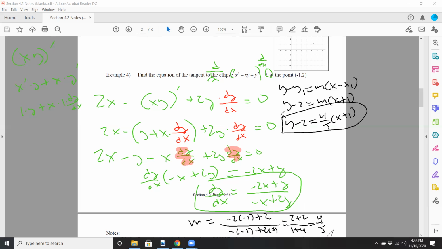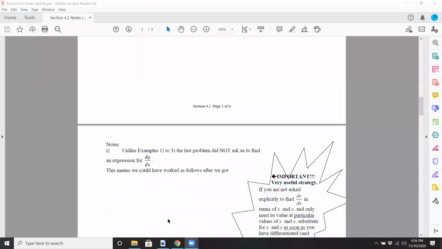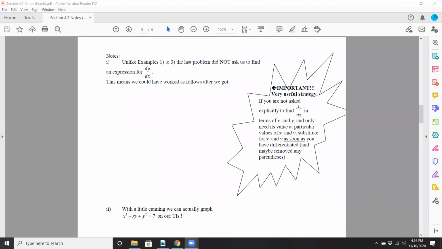That's example 4. Let's move on to the third page, the final page of this video. Unlike examples 1 to 3, the last problem did not ask us to find an expression for dy over dx, but I did it anyway. This means that we could have worked as follows after we got to the third line.